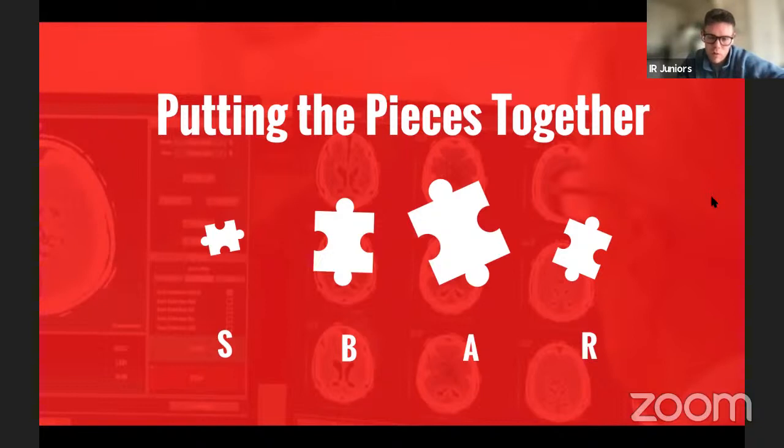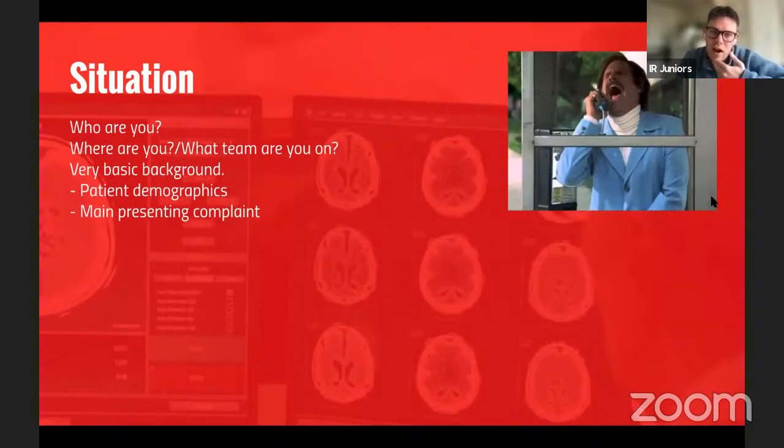because trying to remember another acronym for one discussion or another, you end up having to Google the different acronym for remembering these things. So I think if you stick with an SBAR and do it well, I don't think you'll run into too many problems. So essentially start when you pick up the phone and you call the radiology registrar, the hot seat radiology registrar, and tell them who you are, where you are, what your team is, and very basic background on the patient and why they're in the hospital.